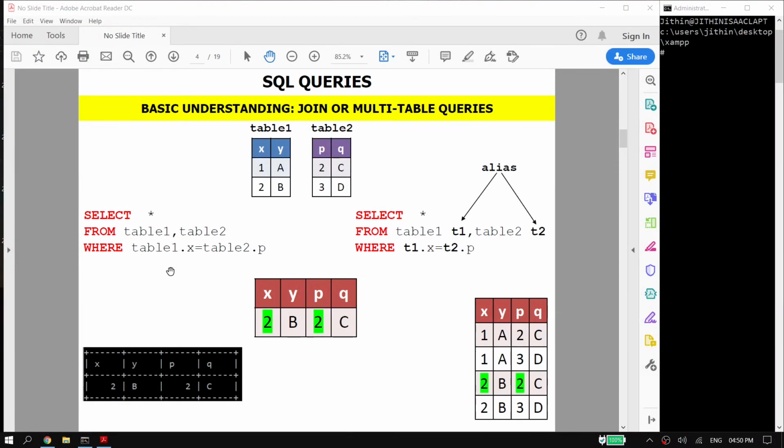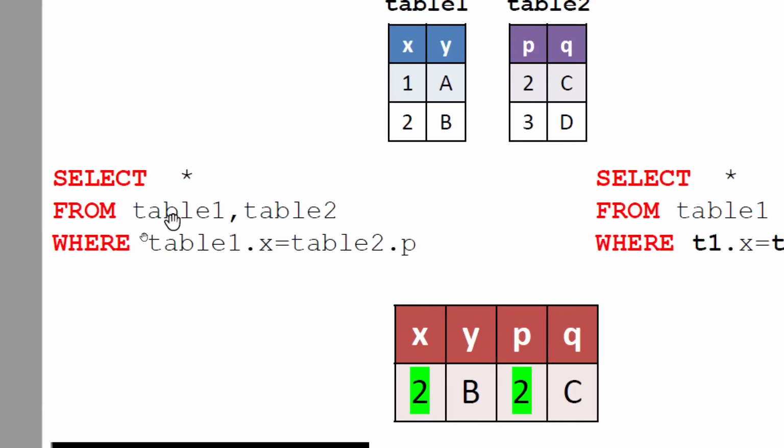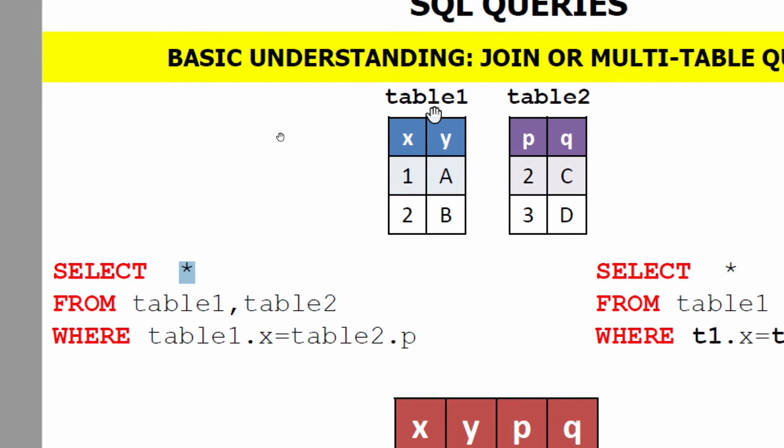Now, what is going to be the result of this query over here? So I am saying selecting star from table 1, table 2, where table 1 dot x is equal to table 2 dot p. So if I see table 1, table 2, where is table 1 dot x equal to table 2 dot p? 1, 2 and 2 and 3. What is equal? This thing, 2 over here.